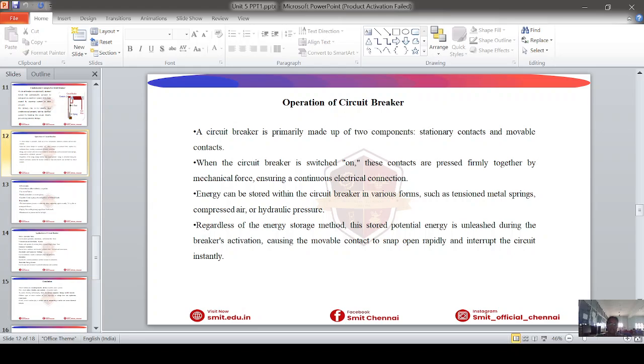When the circuit breaker is switched on, these contacts are pressed firmly together by mechanical force, ensuring a continuous electrical connection. Energy can be stored within the circuit breaker in various forms, such as tensioned metal springs, compressed air, or hydraulic pressure. Regardless of the energy storage method, this stored potential energy is unleashed during the breaker's activation, causing the movable contact to snap open rapidly and interrupt the circuit instantly.